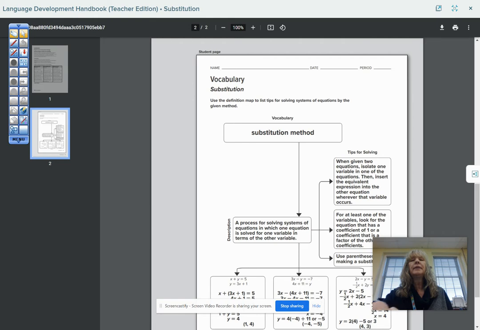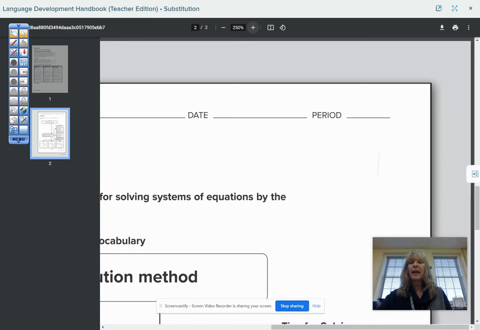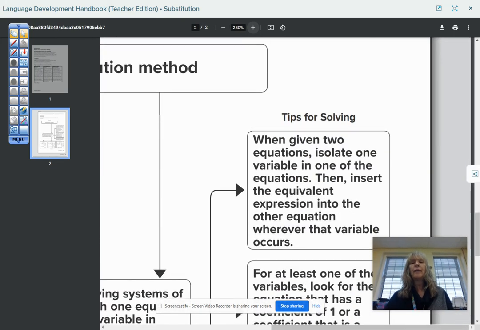So one of the tips that I have for you is that when you have two equations, you need to isolate one variable in one of the equations. So you're going to pick one. If you have an equation that says y equals 2x plus 1, you're going to choose that one because it's telling you that y equals something.